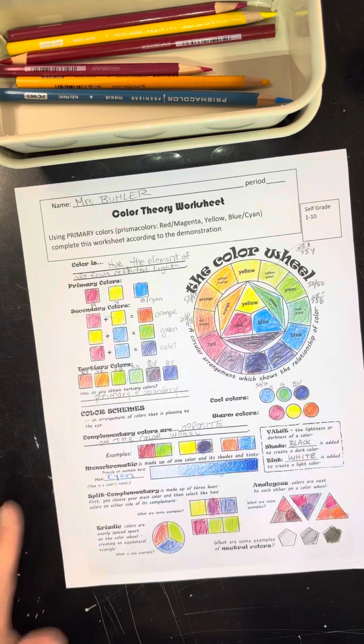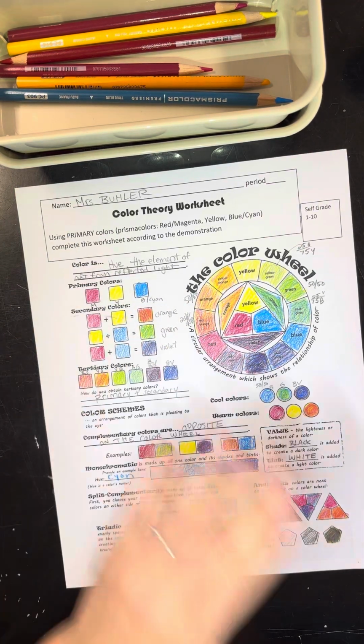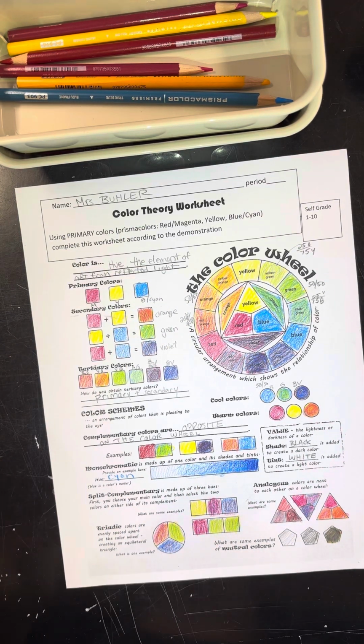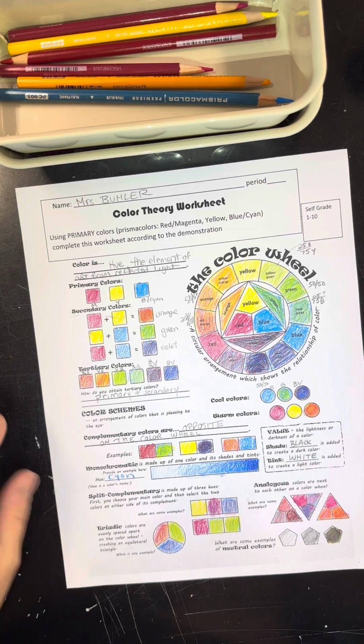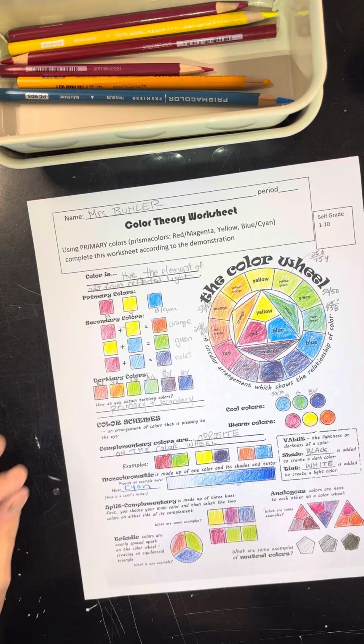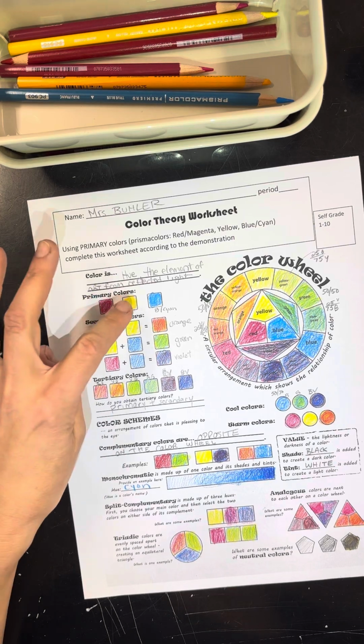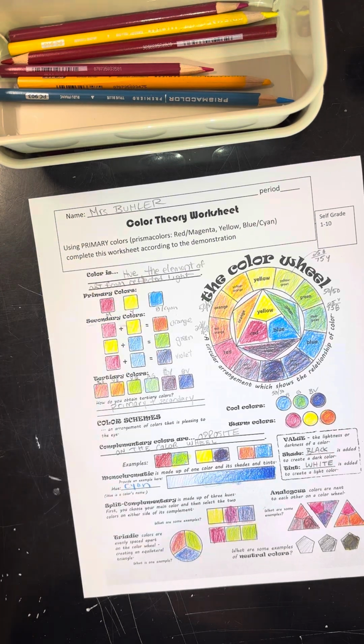I have a finished example here. This is also uploaded in Google Classroom. I'm going to show you how I was able to fill in this entire page using just 3 colors. We're going to be focusing on the 3 primary colors, which are magenta, yellow, and blue or cyan.